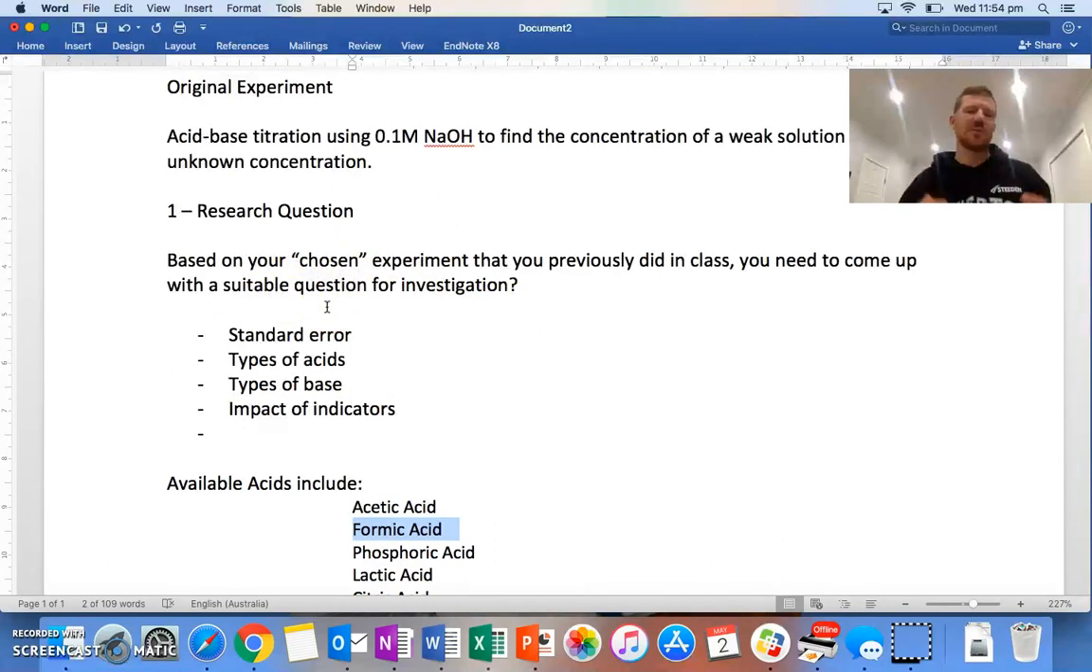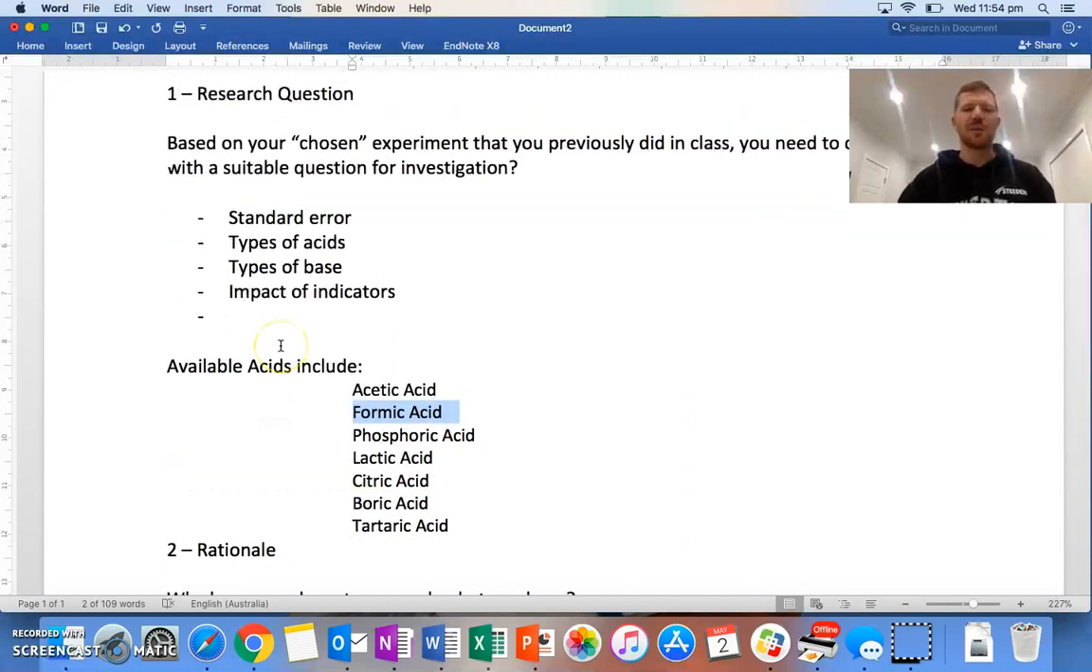question for investigation. So we're going to investigate how to calculate the pH of an acetic acid solution using 0.1 molar sodium hydroxide. And there's your research question, there's your justification, and then you can go ahead and do your titration with sodium hydroxide to try and find the concentration of formic acid or phosphoric acid or whatever it is. But the important thing is that you've done research on that particular acid. You have a reason for researching it, and there's your research question.